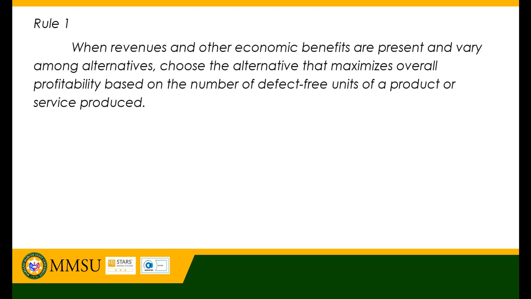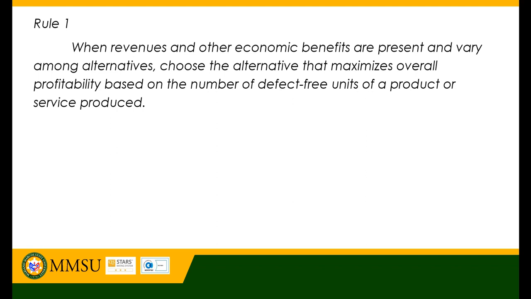So rule 1, when revenues and other economic benefits are present and vary among alternatives. Kasi kung revenue, ano ba yung revenue? Yan yung pumapasok na pera. Okay. Yan yung kikitain natin, revenue. Yan yung concern ng BIR, Bureau of Internal Revenue, yung nasisingil sa mga business enterprise, sa mga professionals, okay, yung tax natin.